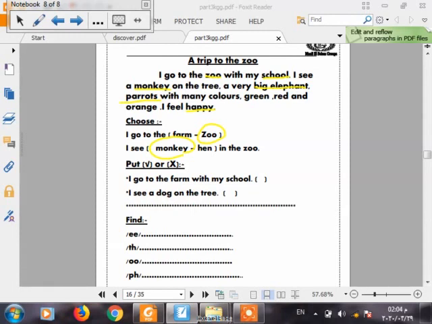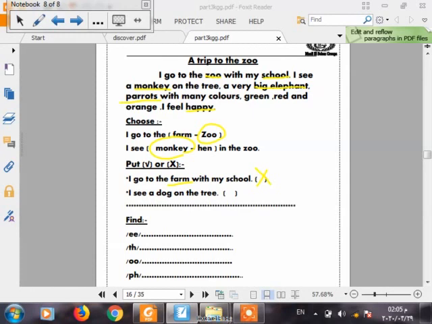The second question is put right or wrong. I go to the farm with my school. He goes to the farm with his school? No. Here we have farm. But if we go back to our paragraph, we will find I go to the zoo with my school, not the farm. So please stick around.